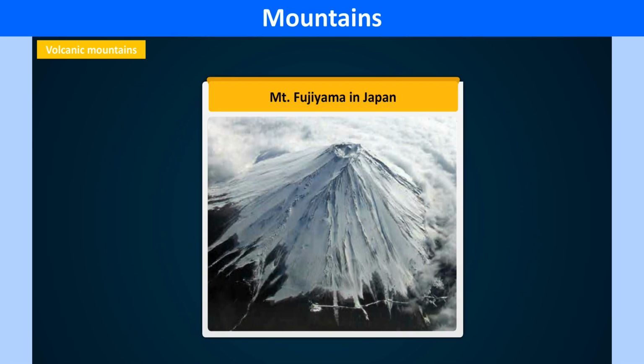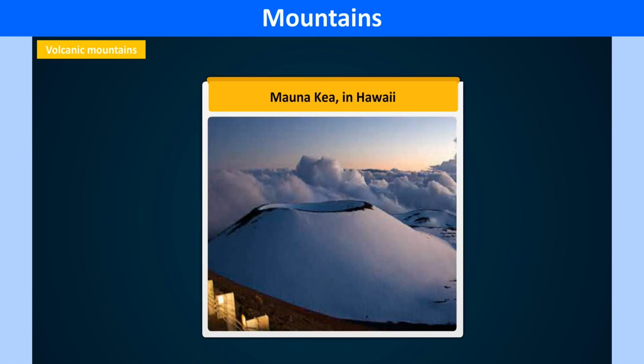Mount Fuji in Japan is an example of a volcanic mountain. It is also the highest mountain in Japan. Mauna Kea in Hawaii is another example of a volcanic mountain. It is the highest mountain in the world from the bottom of the seafloor to its peak.